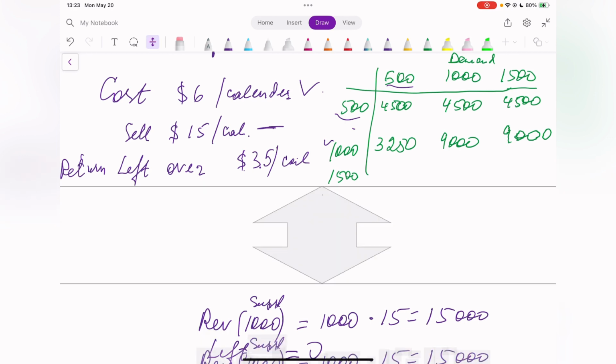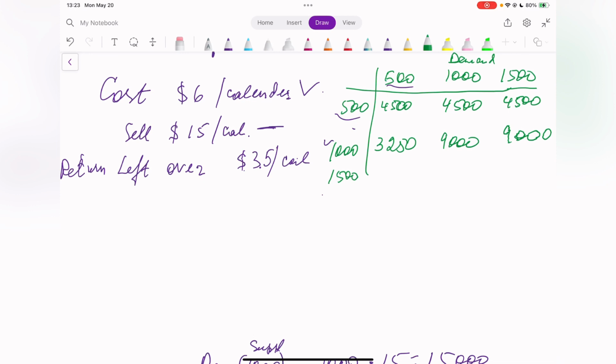So let me write down revenue. I'm putting now for 1,500. Actually, if demand is 500, then it's going to be 500 altogether, not 15. 1 second. Revenue from 500 is going to be 500 times 15, 7,500 dollar sign.